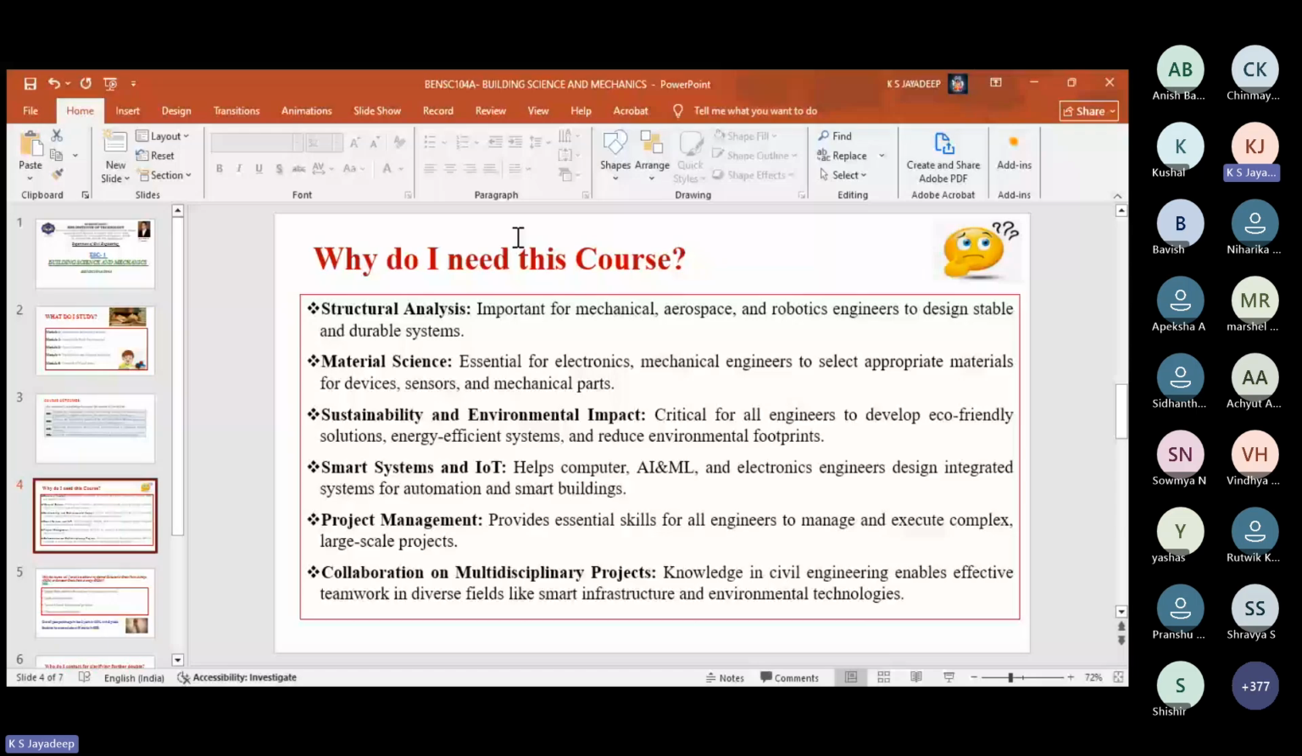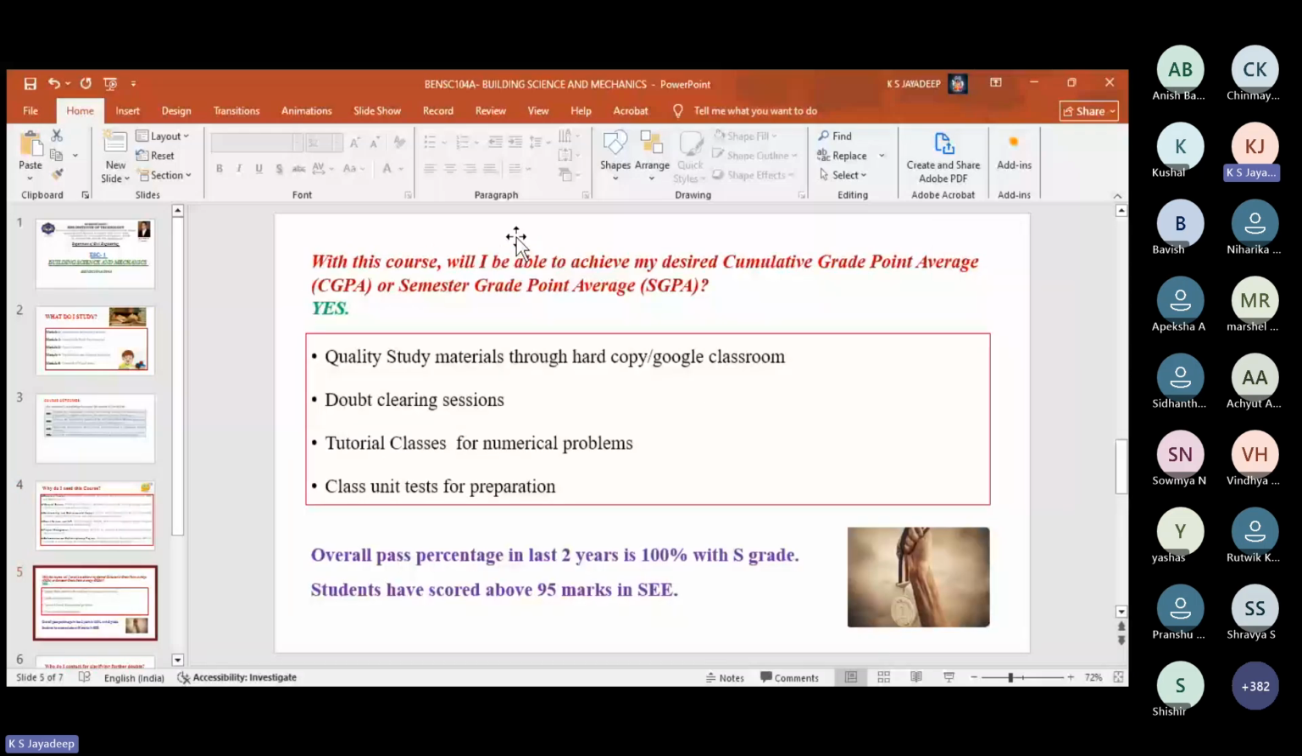So that is why you need to opt for, or understand, this course. One more important question for you is, apart from the topic, will I be able to achieve my desired CGPA or SGPA after studying this course? Yes, you will be able to achieve whatever target you have set very easily, because the course is much simpler. It is nothing but understanding the basic science of construction, where you apply technology to the science that is already present, making the science much simpler in the building.